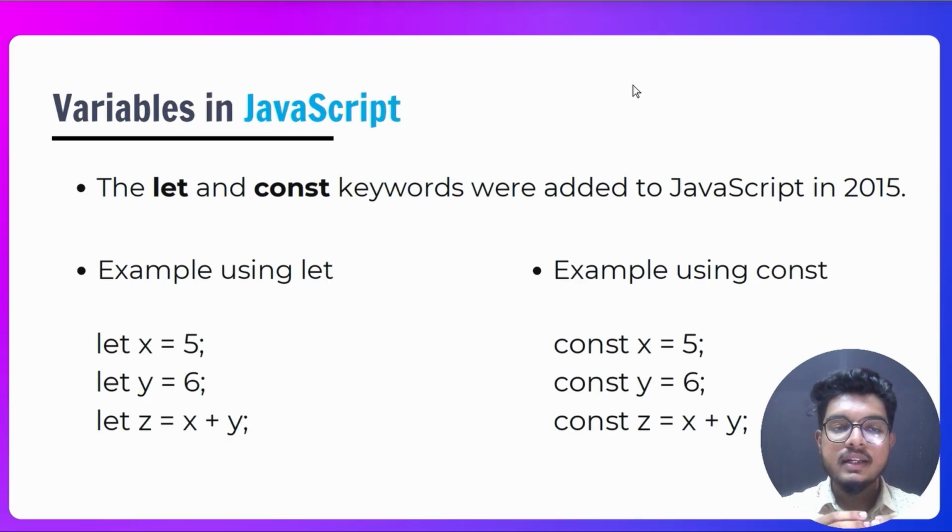Next, the let and const keywords were added to JavaScript in 2015 in the newer version, that is ES6. As we have said, let allows you to update the value but does not allow you to redeclare the value, whereas const does not allow you to redeclare as well as update. Once you declare something as a const, that is constant, it cannot be updated again. As simple as that. Clear with this?